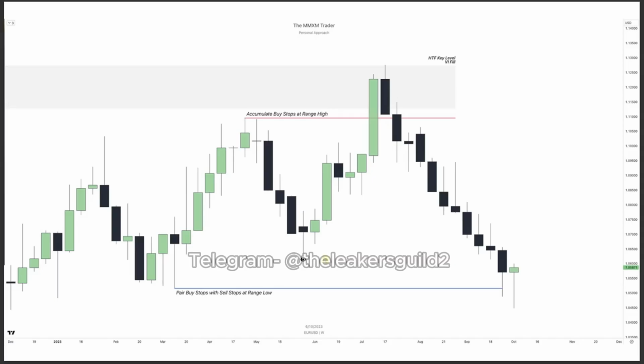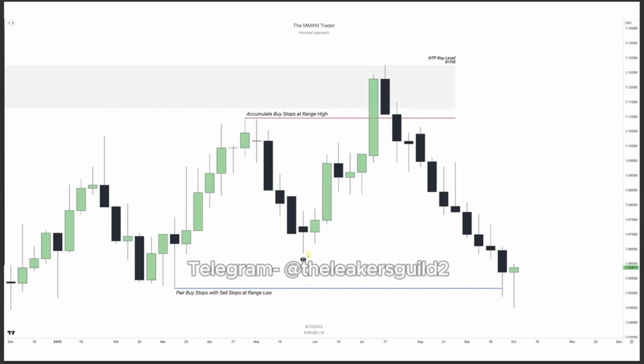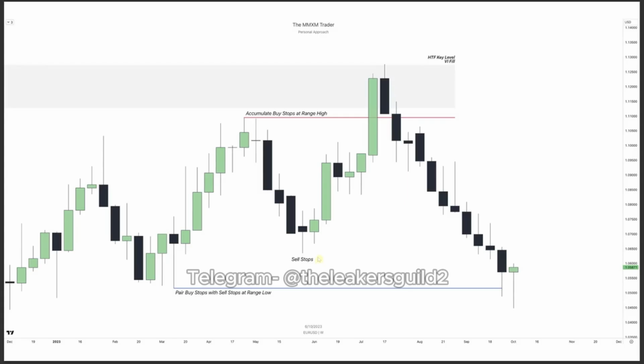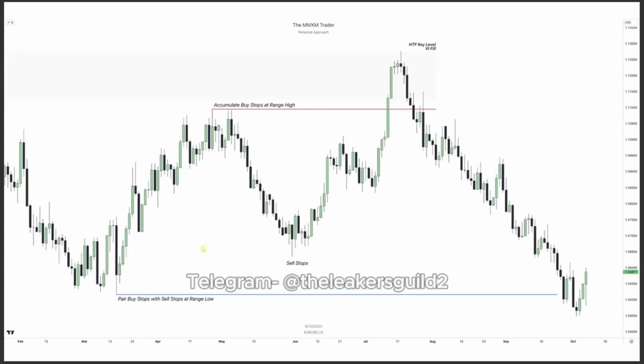Where will your eye go, right? If we take the buy stops, we want to go for old lows. Let's say this one down here, and eventually this one down here. There's sell stops resting here. Let's zoom in a little bit.